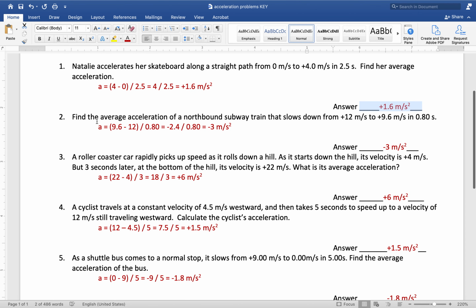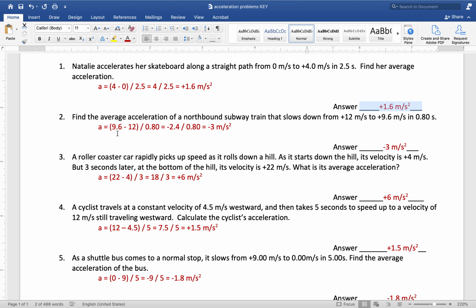Okay, number 2: find the average acceleration of a northbound subway train that slows down from positive 12 meters per second to positive 9.6 meters per second in 0.8 seconds. So you're going to do your final velocity, which was 9.6, that's what they ended at, minus the initial velocity. So 12 was the initial velocity. So make sure you're subtracting this here.